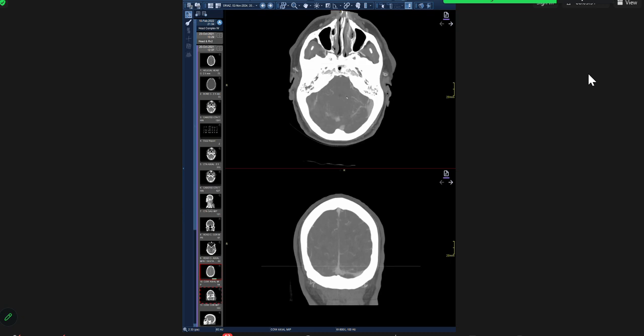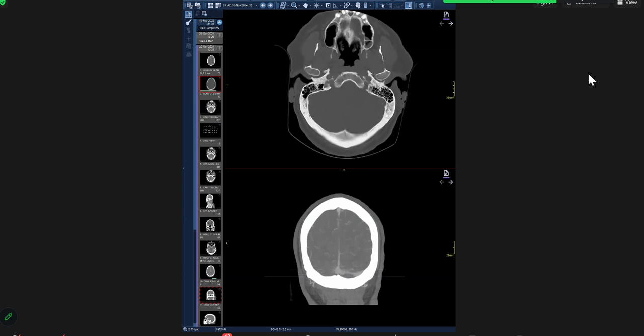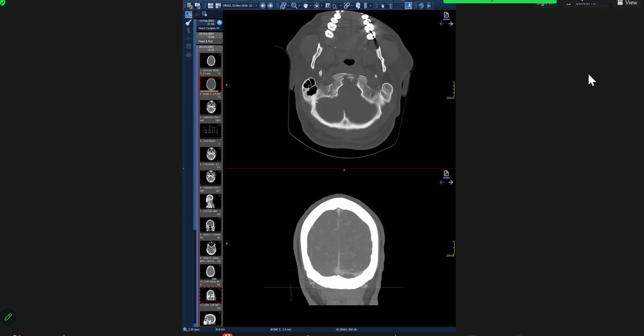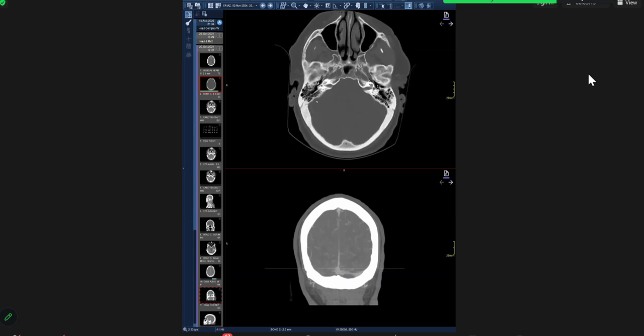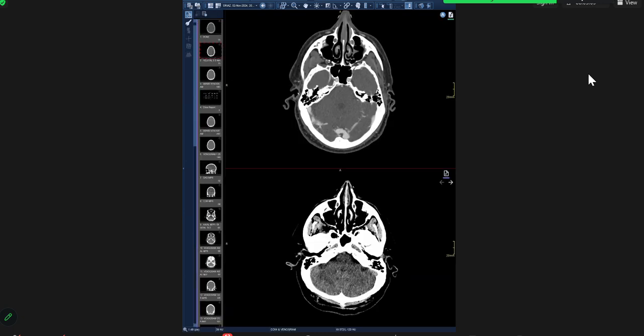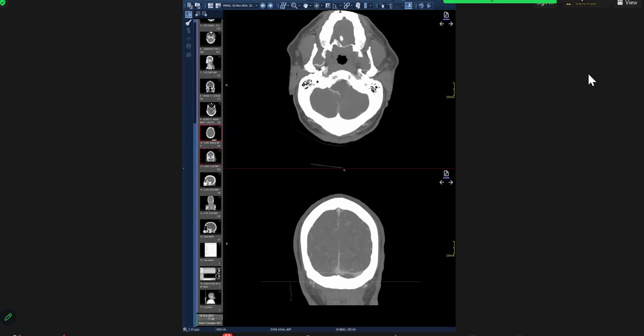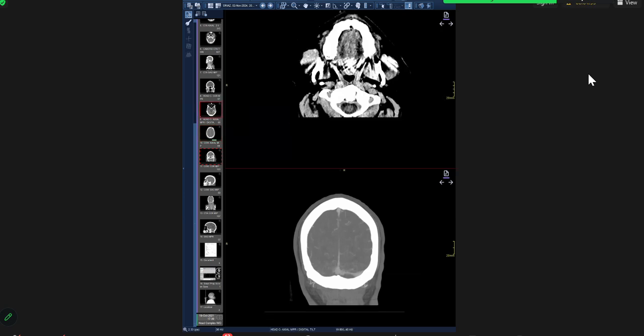And can I change the window, the bone window, or the brain window? So there was nothing in the petrous bone. What you saw was just artifactual. So if you see something, then you would confirm it on the bone window, because things could be artifactual. Okay, and you want to see the brain window here?